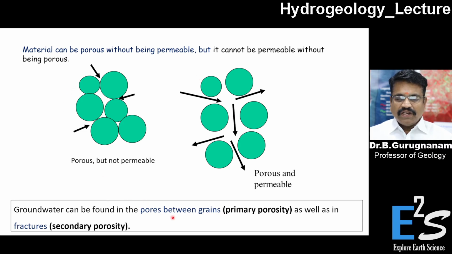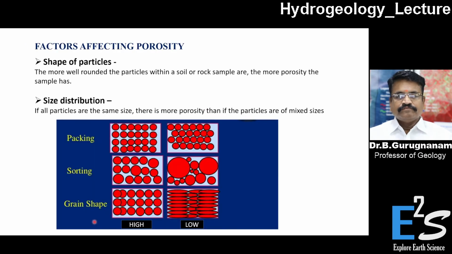Groundwater can be found in pores between grains, called primary porosity, as well as in fractures. Openings formed after the formation of the rock are called secondary porosity. When openings exist during the formation or origin of the rock, that is called primary porosity. Normally this will be there in sedimentary rock, and secondary porosity will be there in metamorphic and crystalline igneous formations.